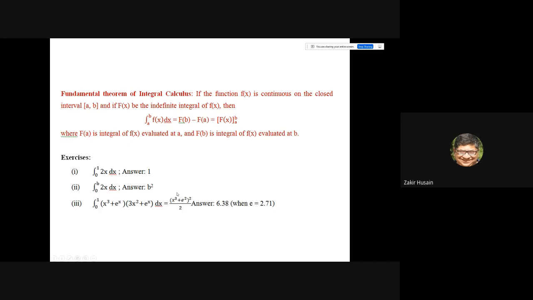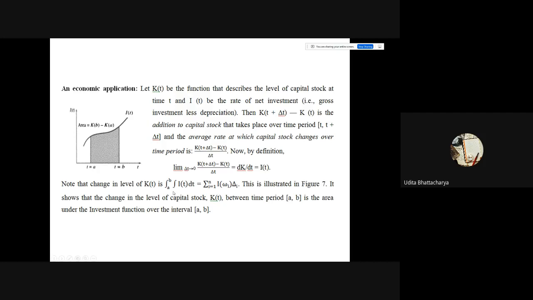Okay, I'm moving to the next slide. Yes, sir. So we are going to the economic applications. Now we have said that one of the applications of integral calculus is when we find out the flow from a stock. Now suppose K(t) is a stock of capital at a particular time t. What is the corresponding flow concept? It is investment, changes in the capital stock. I(t) is the rate of net investment, gross investment less depreciation.